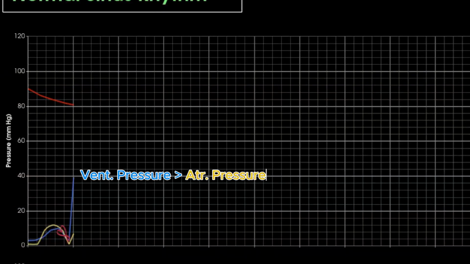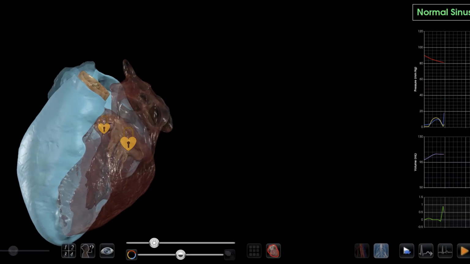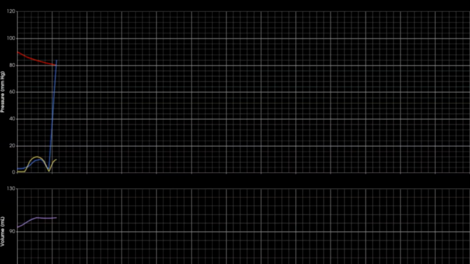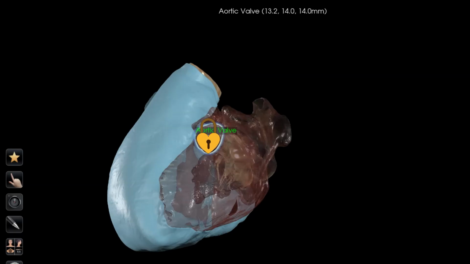Due to the now flipped pressure differential between ventricles and atria, the AV valves will close. During isovolumetric contraction, the ventricles contract with all valves closed. This causes pressure to rise within the ventricles with no net volume change until ventricular pressure exceeds the pressure in the aorta. Only then do the semilunar valves open, allowing blood to flow out.